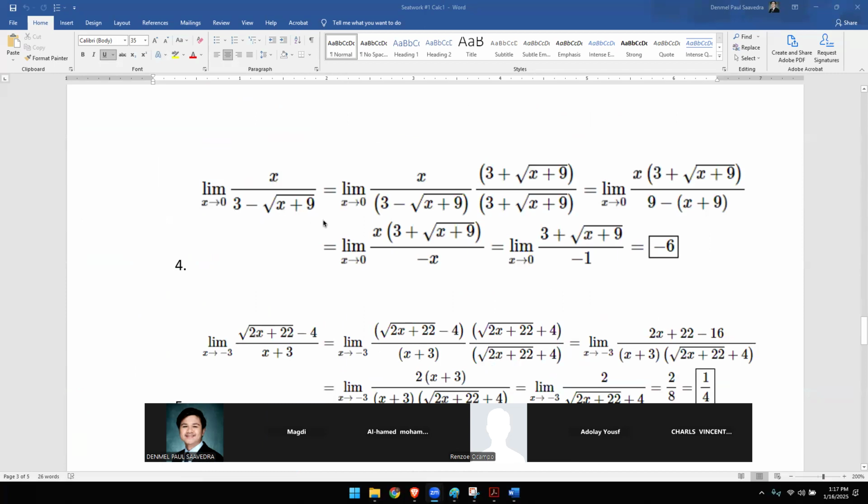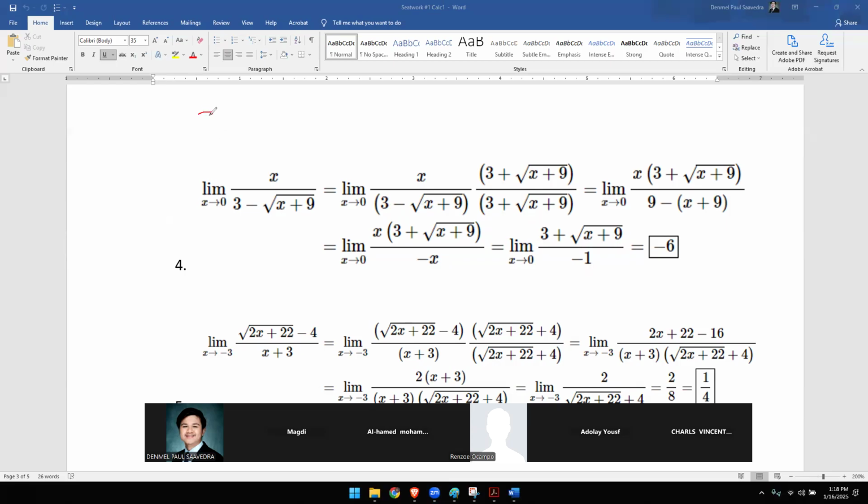So in this item, what we can do is multiply by 3 plus square root of x plus 9 over 3 plus square root of x plus 9. Again, we are not changing the value since this is still 1. It's like multiplying by 1. So we just multiply side by side, and we will have this one now. It's like a new equation, but it's not. We just simply multiplied it and then simplified it.